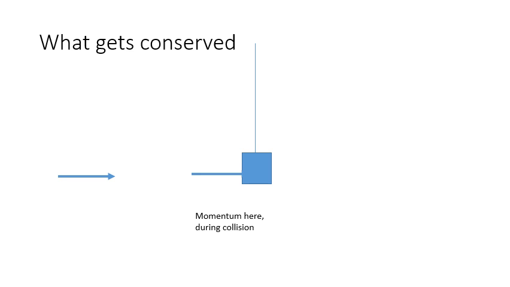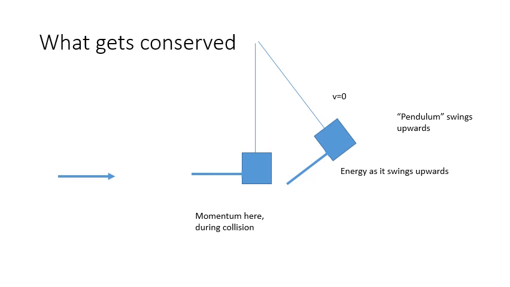What gets conserved? Well, momentum does, because the little stick or arrow or bullet or whatever it is has momentum, and it conserves that momentum because there's no external forces. There's only internal forces between them during the collision. But as it swings upward, it's going to conserve energy. When it's at the bottom, it's moving a lot, so it's going to have kinetic energy, energy of motion. And as it swings up, it's going to trade that kinetic energy for gravitational potential energy.